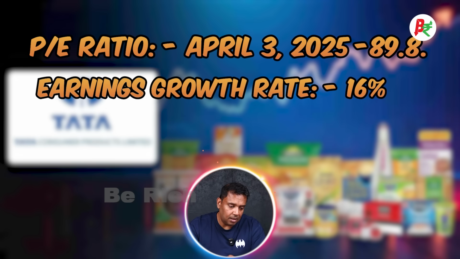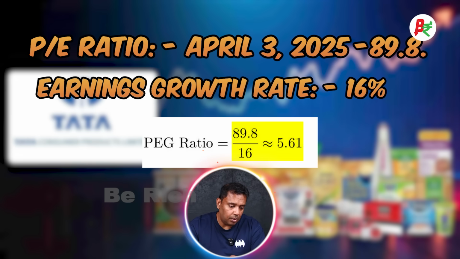Their earnings growth has been around 16%. So 89.8 divided by 16 is 5.61, right? That means their PEG ratio is well above 1, so it's considered very expensive. So this is the way to analyze it.